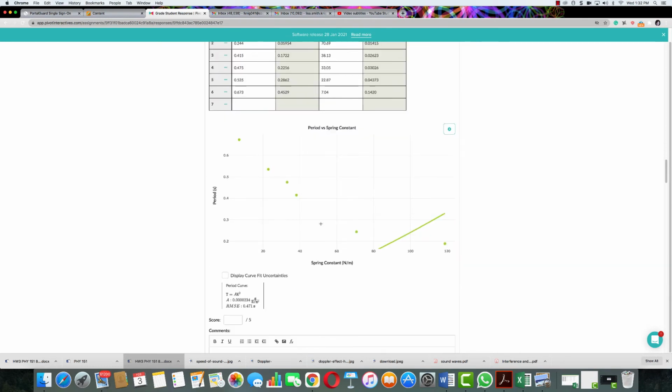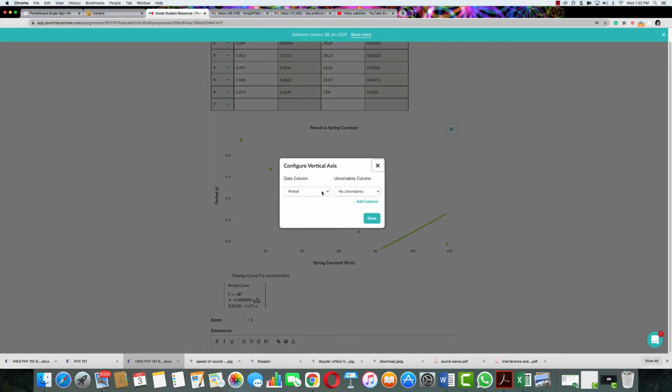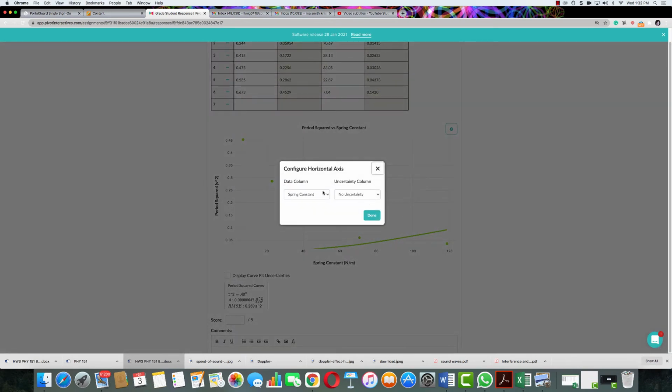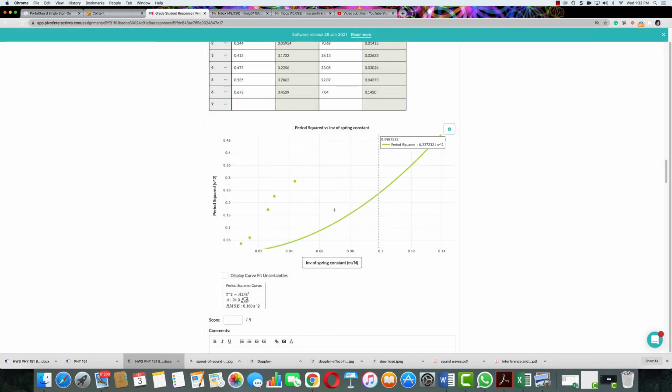Okay, now when I plot this, if I plot period squared versus the inverse of the spring constant, I get something that looks more linear, but it's not perfect because of the error in making these measurements. Okay, but I can tell you that it is linear because you see this RMSE, it's 0.16 times 10 to the -2. So that's 0.0016. That's 0.0. So if the RMSE is 0.0, that means it's a good fit.